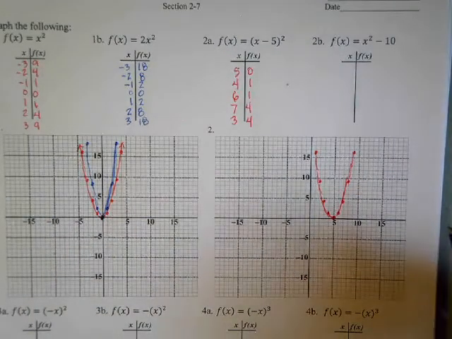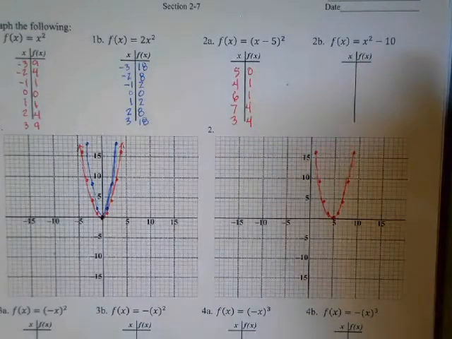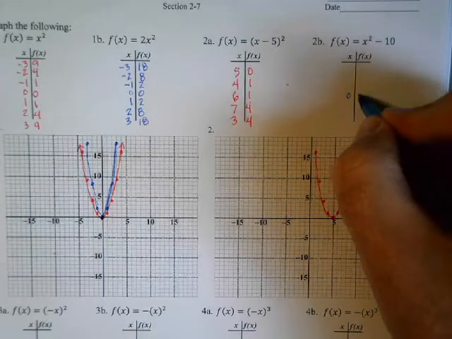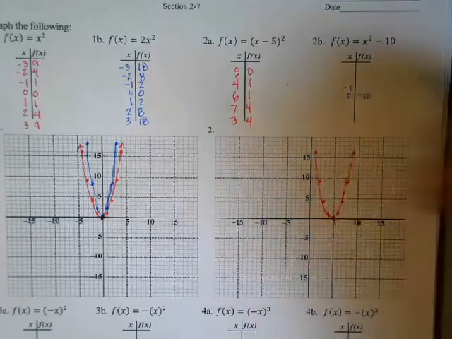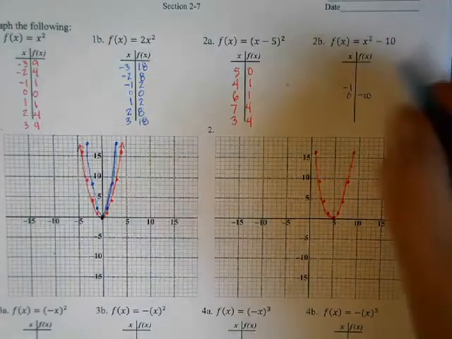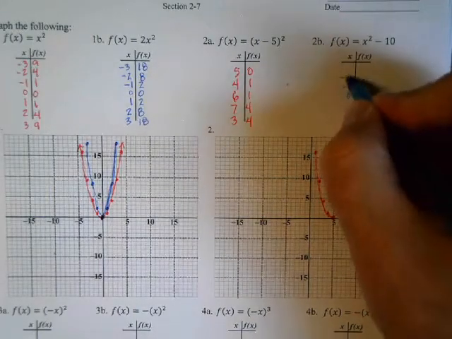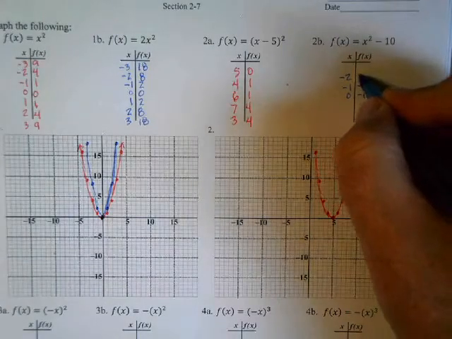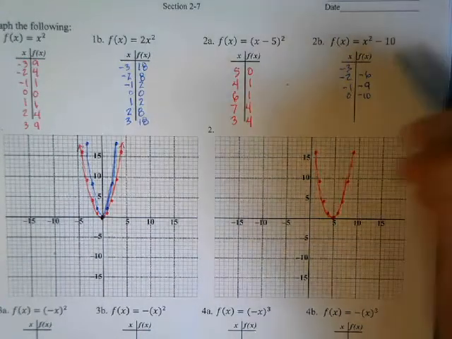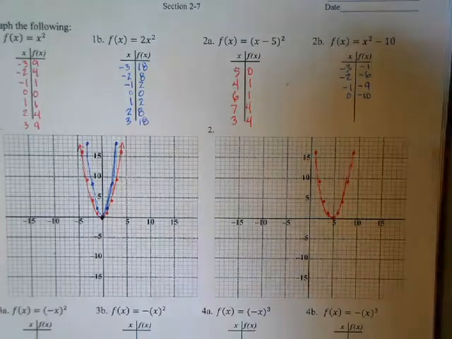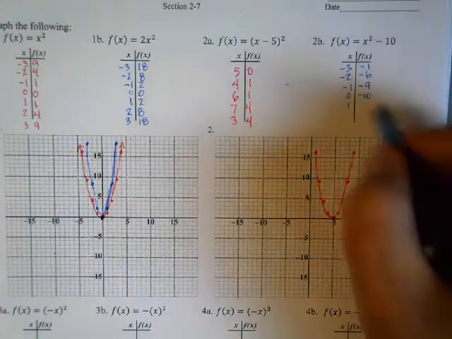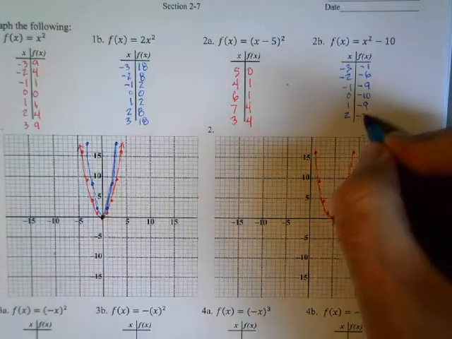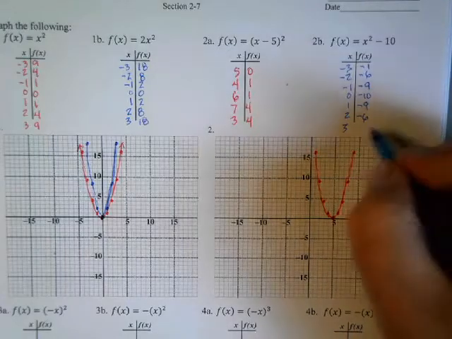Now, for the second one, I have x squared minus 10. So let's just start off with our 0 again. 0 minus 10, well, that's going to be negative 10. What if I have a negative 1? Negative 1 squared is 1. 1 minus 10, that's negative 9. Negative 2. Negative 2 squared is 4. 4 minus 10 is negative 6. Negative 3, that's 9. 9 minus 10, that's negative 1. On the other side, 1 minus 10, again, negative 9. 2 squared, 4 minus 10, negative 6. 3, 3 squared, 9. 9 minus 10, negative 1.